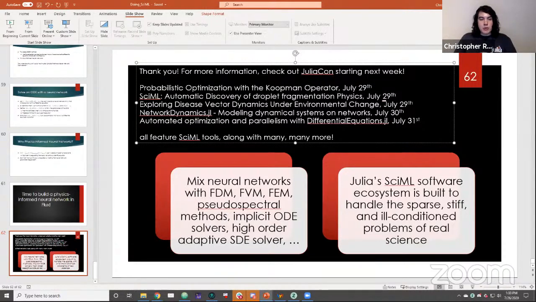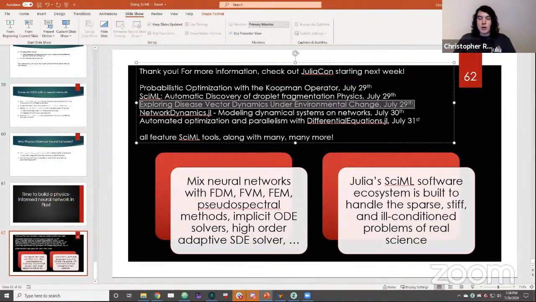We have a very nice example by one of the students here at MIT. Raj will be talking about how we can do automated discovery of droplet fragmentation. His master's project took about 2 years to discover these equations. And then he took my IIP course, and in 1 month he learned how to utilize these things. Basically in a weekend he found a way to discover the same equations he was able to derive. So it's a very nice example that these are finding true equations on real data. Valerie does a very nice talk on exploring disease vector dynamics for environmental change, which is utilizing all these SciML tools.